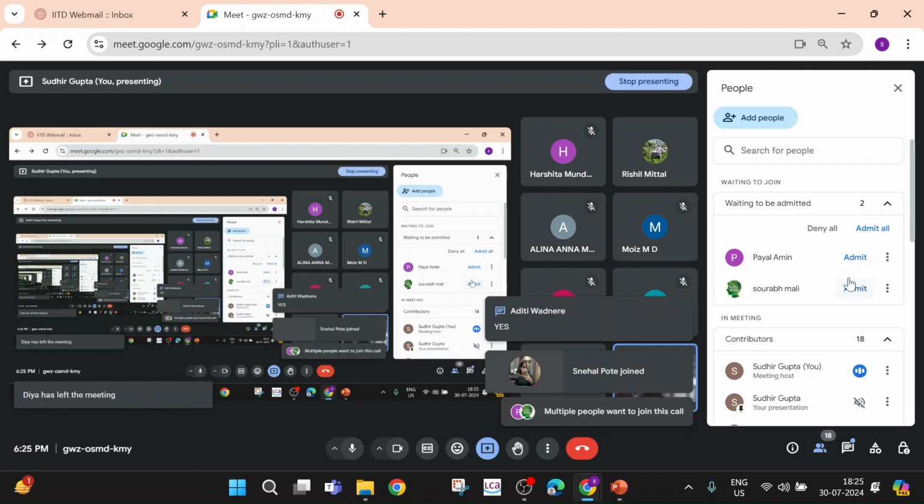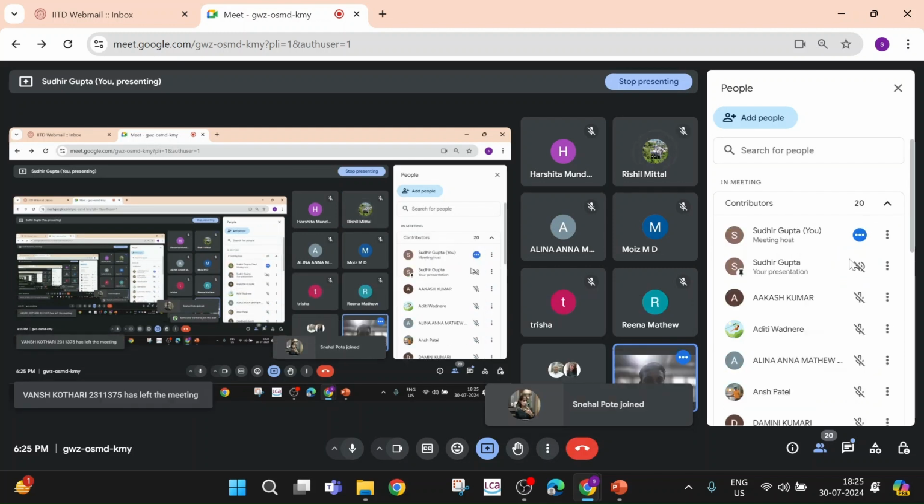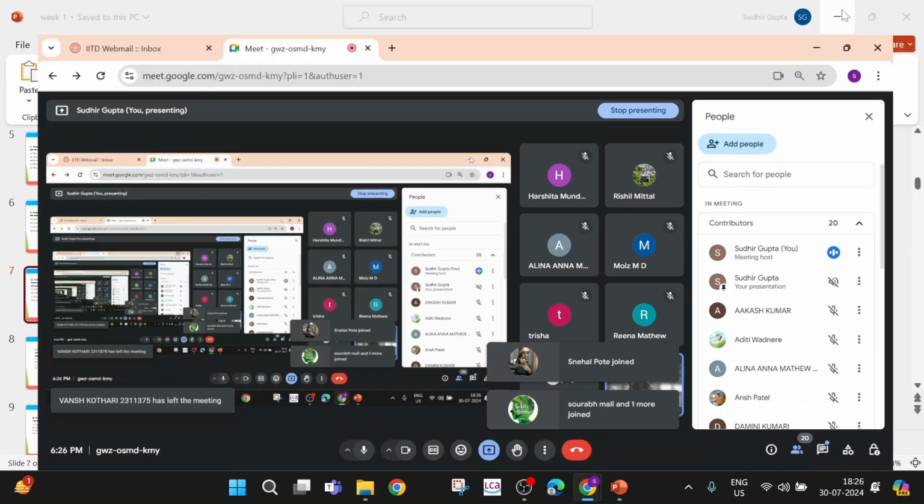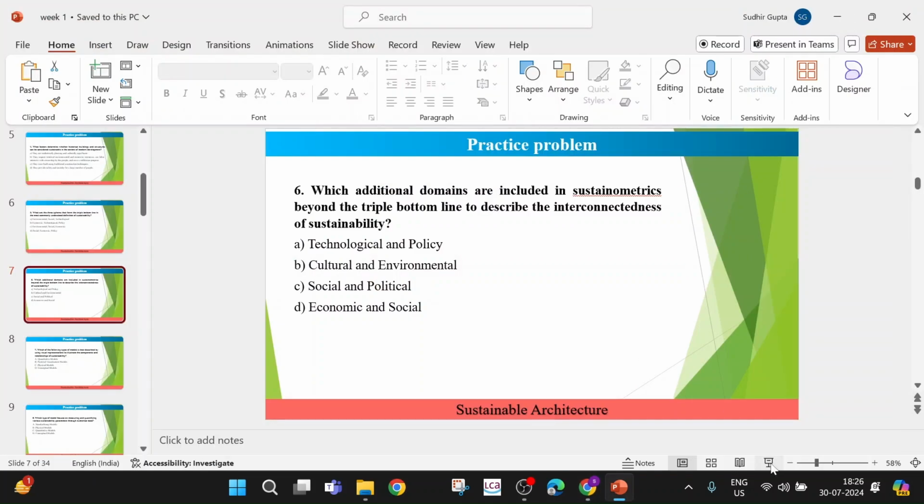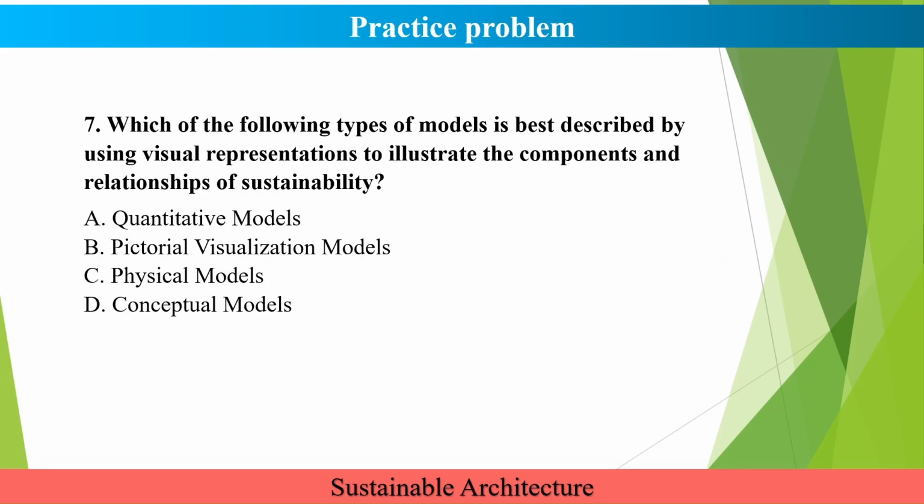Three persons are there. So now whoever has joined, they can mark their attendance in the chat box. And now let's discuss the seventh question. This is the seventh question, and these questions are based on the different types of models that you have studied and that were well explained by the ma'am. So this will only test the basic understanding of your different types of models for defining sustainability.